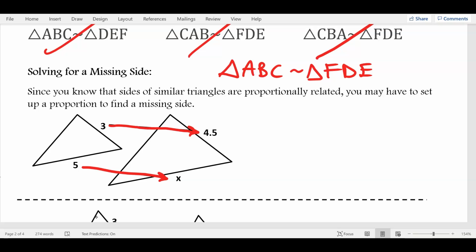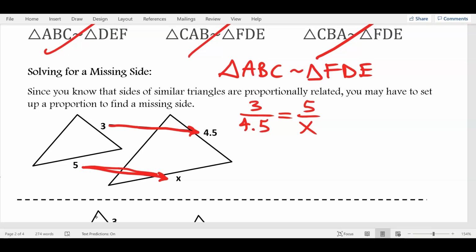Check it out. 3 goes to 4.5. I'm going to put 3 over 4.5. Equals, and then 5 goes to x, 5 over x. Cool. I made 2 fractions, and they're equal. And this is very important. They have to be consistent. If you go from left to right on your fraction, you have to go left to right on your other fraction. Okay, they have to match. Could you solve that? Like the warm-up from the last 2 days and today.